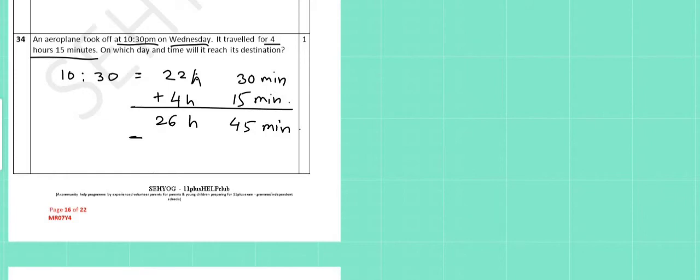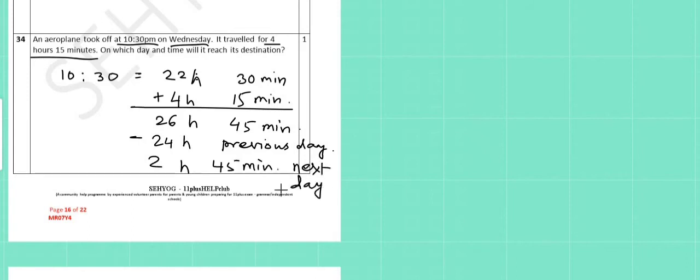Out of this, we have 24 hours of Wednesday. So we are subtracting 24 hours of the previous day and we are getting 2 hours and 45 minutes of Thursday, which means we are reaching at 2:45 a.m. Thursday. So the answer is 2:45 a.m. of Thursday.